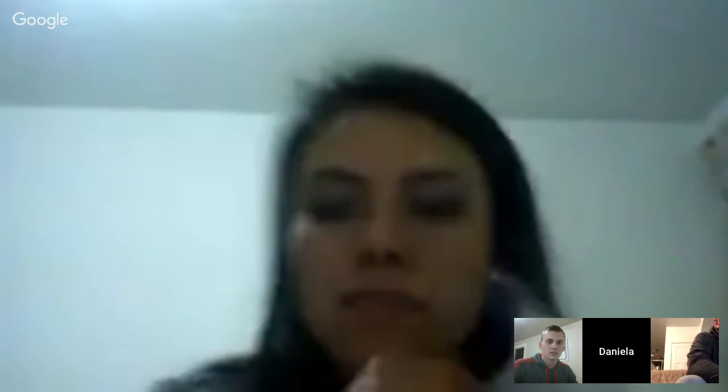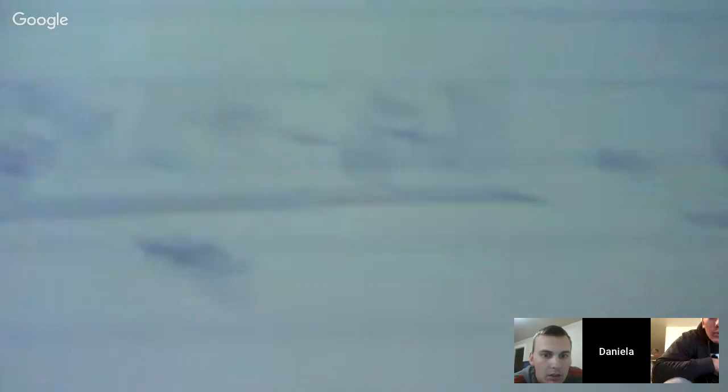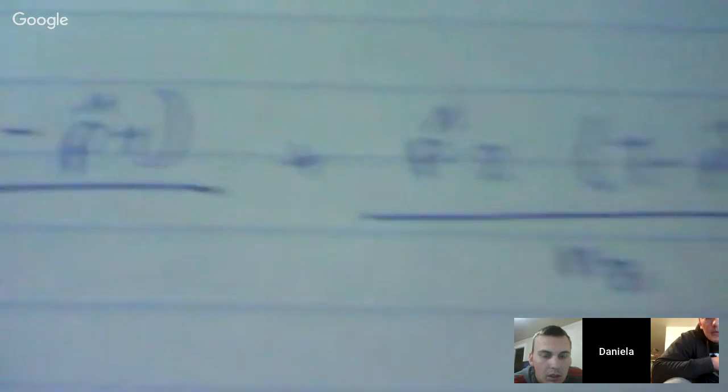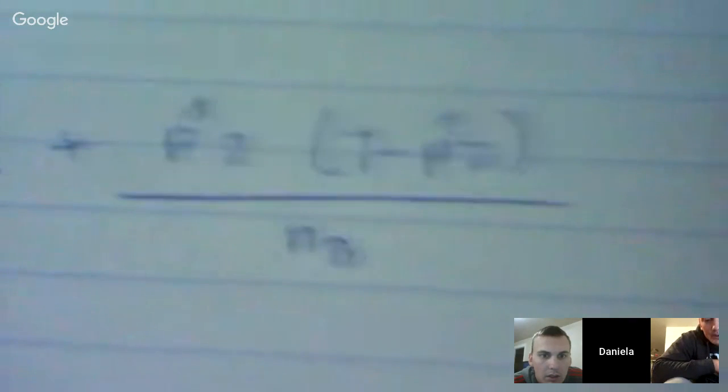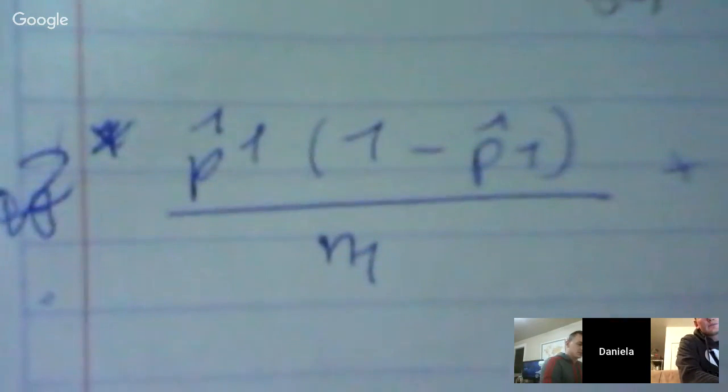It's like this formula. I'm going to show you. Okay. I don't know if you could hear it. Yeah, so it's underneath the radical: P hat 1 times 1 minus P hat 1 over N1. Okay. And then you take the square root of that, and then you multiply by the z-score.